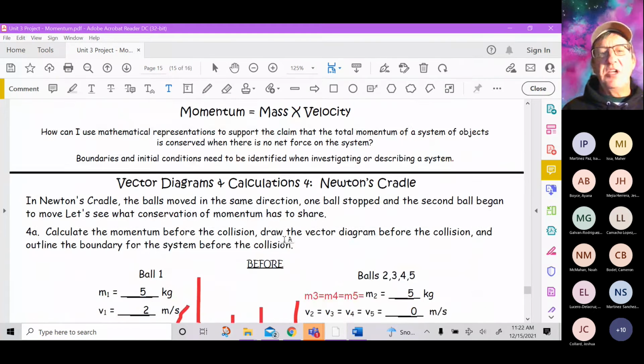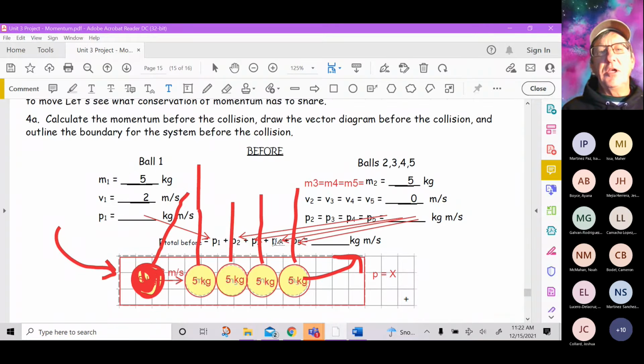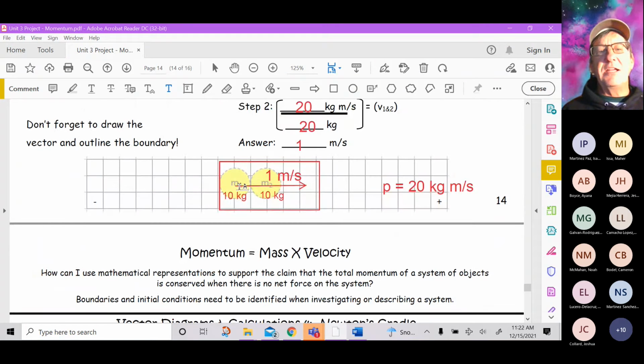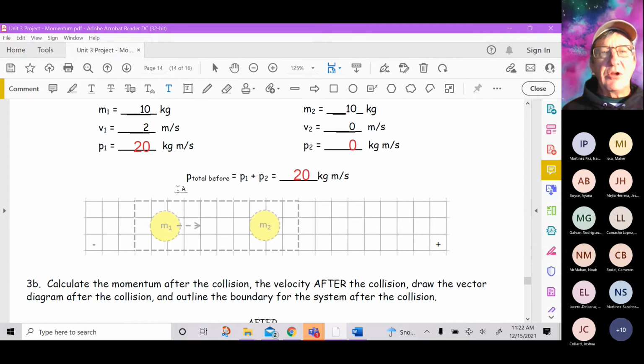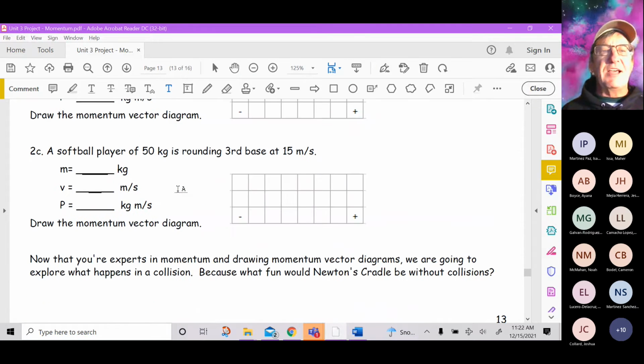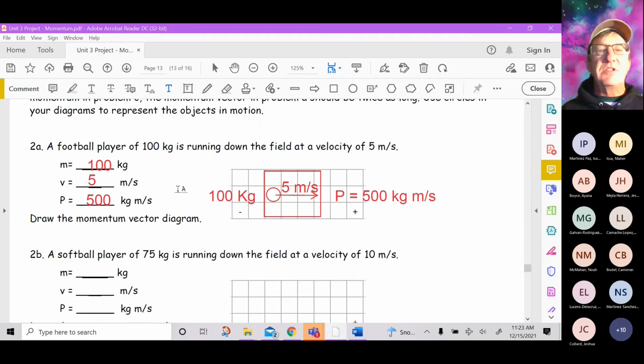Let's see, on the test, we're not going to have multiple objects like this Newton's cradle one. It will only be two things that collide when we do a collision. Not every problem will be about a collision. There will be some that are just like this, where all you have to do is find a momentum of two things.